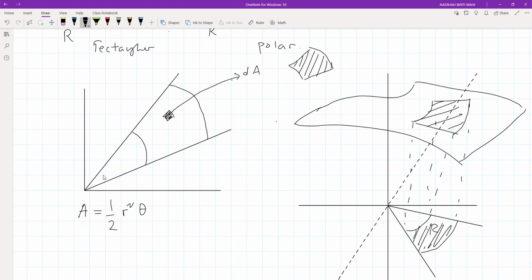Theta tu apa? Theta is this. This is the theta that you want to find. So kalau let's say saya nak find this area, the whole area kat sini, so this is the theta. Okay, but in this case kita tak nak yang ni. We want only small theta. So this is small theta, this one, d theta. And then what's this? This is dr, small radius.